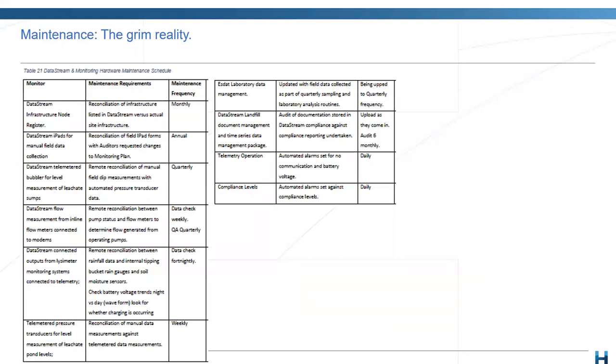Maintenance, the grim reality. It's a pretty boring slide, so we can skip over it other than to say, look, maintenance is a reality. And if you don't maintain these systems regularly in accordance with manufacturer's guidance, then the quality of data and the quality of measurement drops off. I feel that where the EPA is going with their regulations, they'll be expecting a high level of maintenance and a high level of quality of monitoring and servicing of equipment, pumps, et cetera, more generally to achieve the outcomes they want. So that concludes our presentation on leachate management using technology.